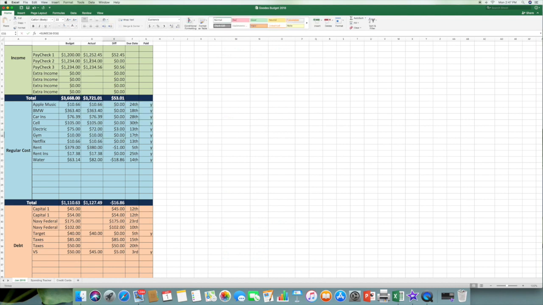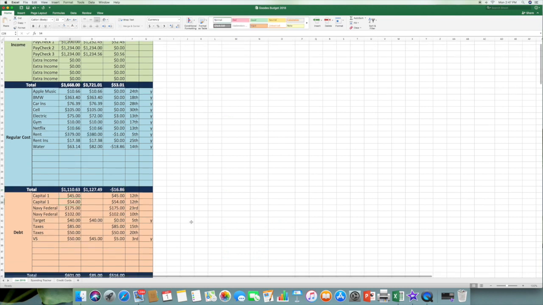Okay, so we've inserted some information as for regular costs as if these things have already happened. So as you see at the bottom here, for regular costs, I budgeted $1,110.63. I actually paid $1,127.49, so I am over budget by $16.86.